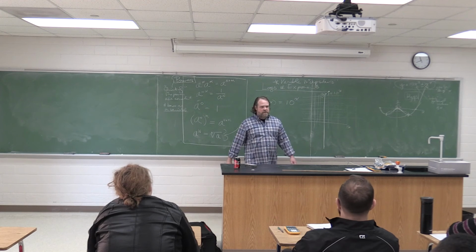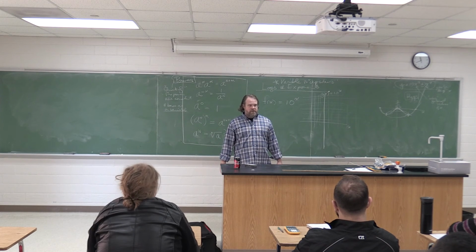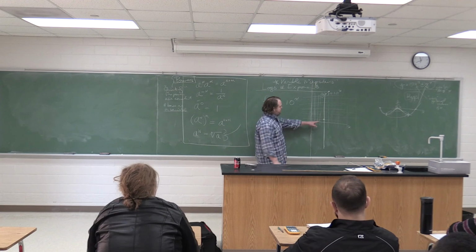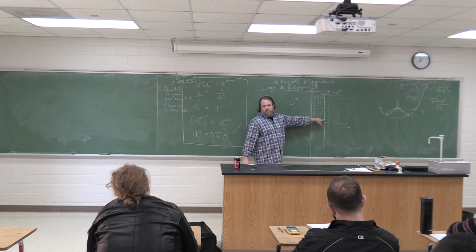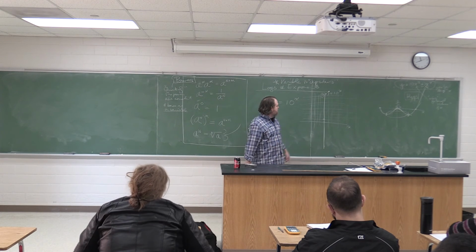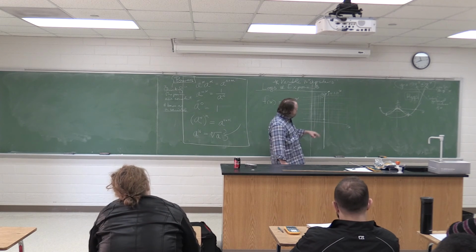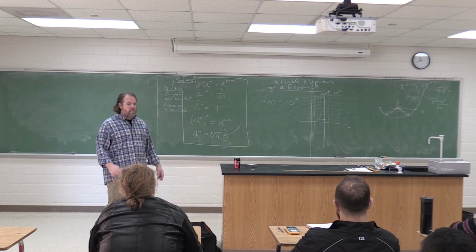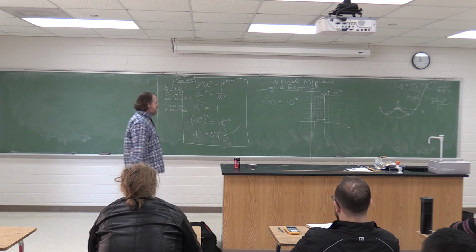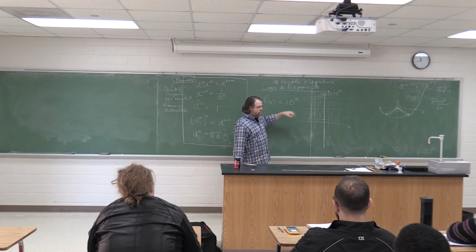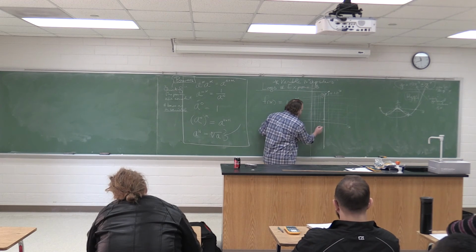What's another one that's easy? 0. F of 0. 10 to the 0 is what? 1. All of our exponential curves pass through that y of 0 equals 1, unless they have a coefficient out in front that gives them a scale. What about negative 1? 1/10. There you go. So negative 1, 10 to the negative 1 is 1 over 10. 1 over 10 to the 1. So that would be a 10.